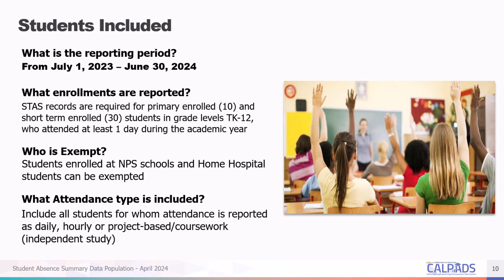Student absence summary records are required for students in grade levels TK through 12 with primary or short-term enrollments who attended at least one single school day during the academic year. Adults, preschoolers, and infants are excluded. The student absence summary record is required for students enrolled at all school types. Students enrolled at NPS schools and home and hospital students are expected, but can use the exempt indicator if appropriate.